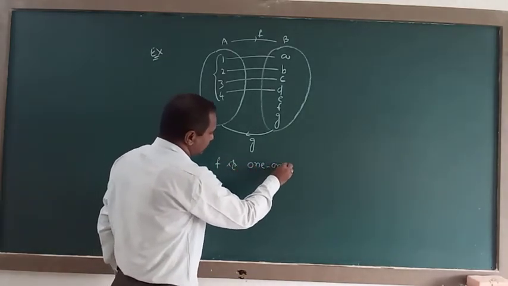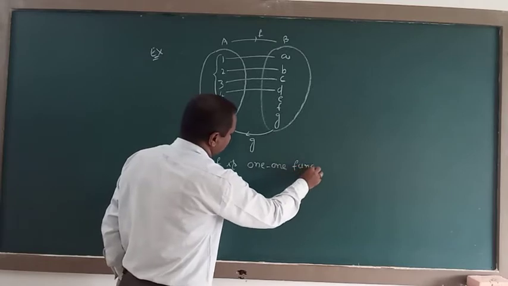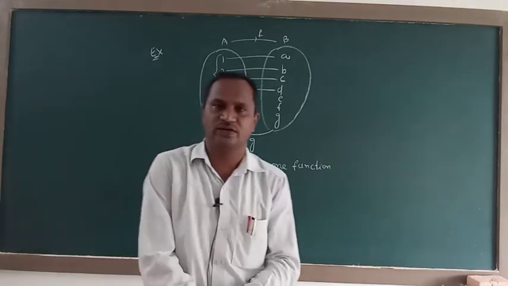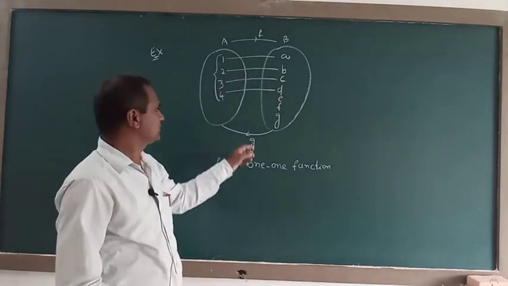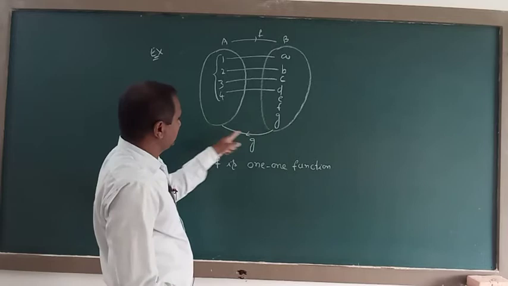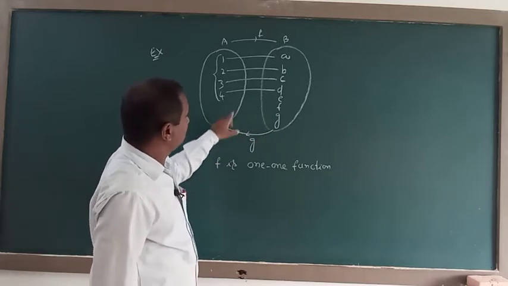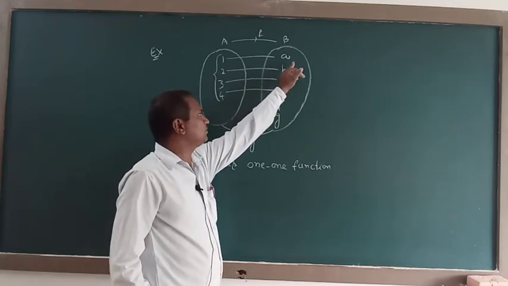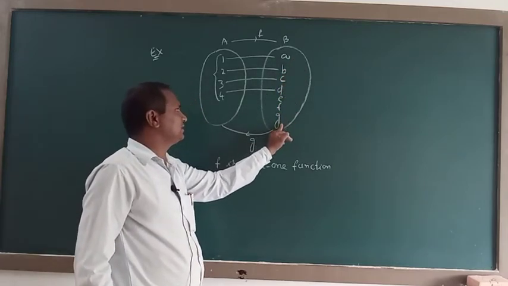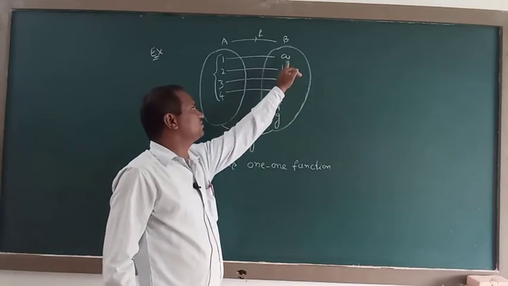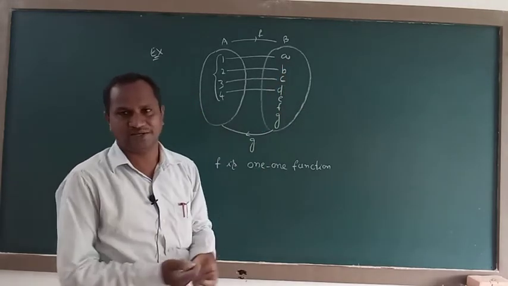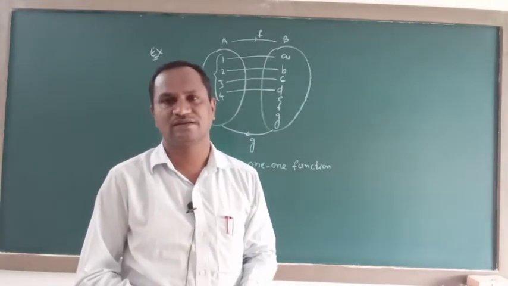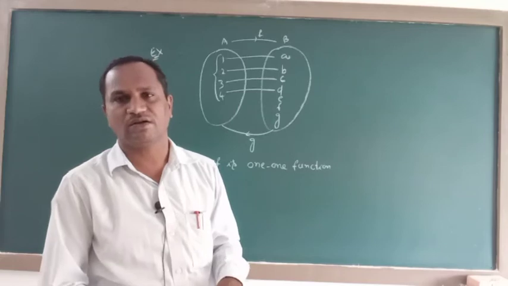F is 1-1 function, or F is a bijective function, if we can move from B to A. See here, codomain is not equal to range. Codomain is the total whole set A, B, C, D, E, F, G, but range is only A, B, C, D. We can't equate them, which means F does not form an onto function. That's what we can tell: F is not an onto function.